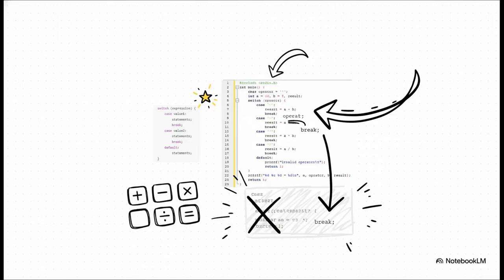So in this simple calculator, the code switches on the operator variable. Since the operator is a star, it jumps straight to case star, performs the multiplication, and then hits the most important word on this slide, break. Break tells the program, okay, we're done here, get out of the switch. If we forgot that break, the code would just fall through and accidentally run the division case right after it, giving us a totally wrong answer. That's why break is absolutely essential.